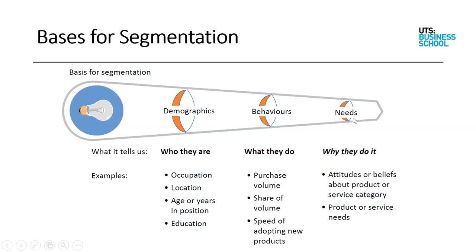And then we have the need-based variables like attitudes or beliefs about a product, preferences for a product or service, needs. And this is a part that you're doing in your conjoint analysis. Needs-based segmentation is actually one of the best ways of segmenting your market, provided that your firm has enough budget to engage in these kinds of data collection exercises and market research.